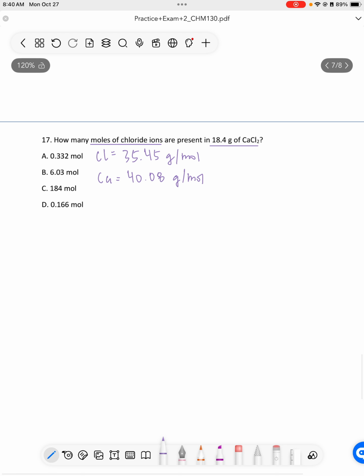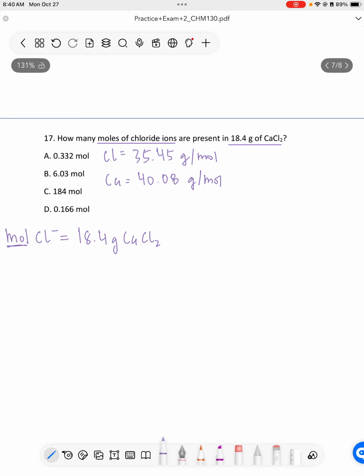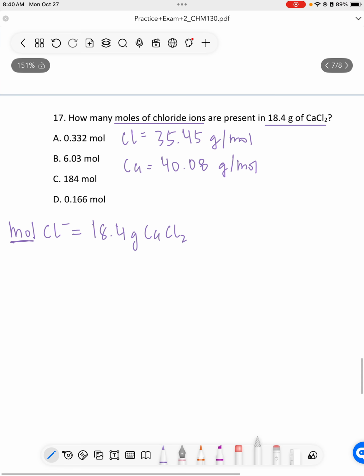So let's write that as our map. We have moles of chloride ions. We want something to do with moles, so we are not using Avogadro's number because atoms and molecules are not mentioned in the question. And we're not looking for any types of atoms or molecules. So we write what we're looking for and then we write what we're given, which is 18.4 grams of calcium chloride. Make this a little bigger so we have enough room.